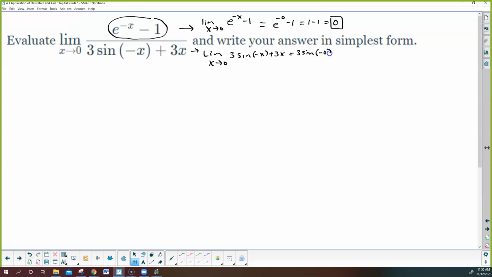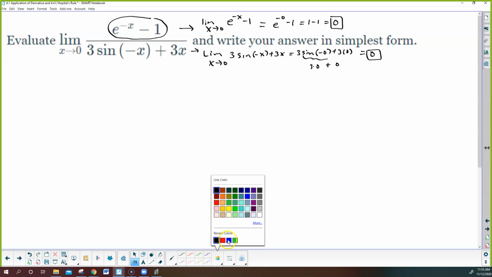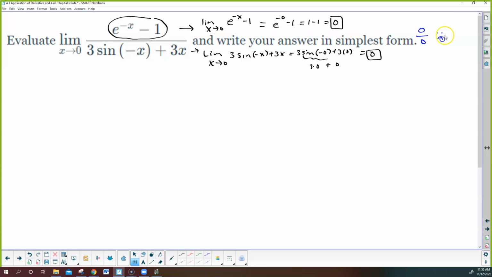I like to plug in 0. And then notice, we do know that the sine of 0 is 0. So I get 0 times 3 plus 0. You don't need to show all that algebra. You can just say, okay, I had shown that I get 0 over 0. Right? So I basically have shown that I'm allowed to do L'Hopital's rule.